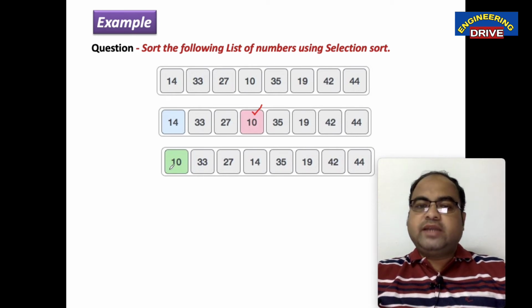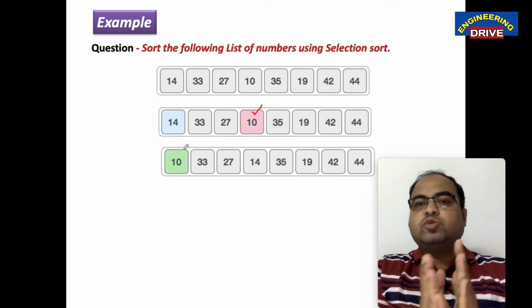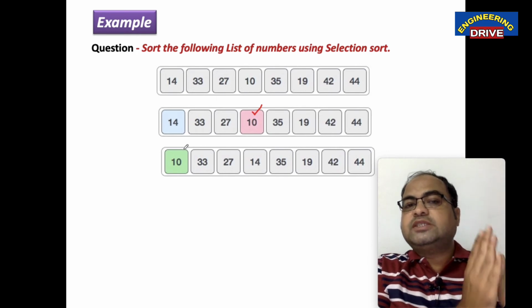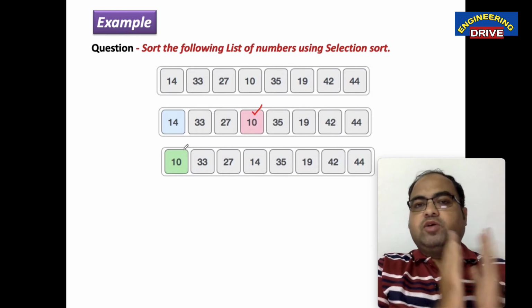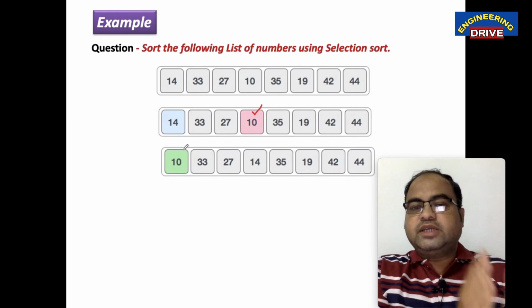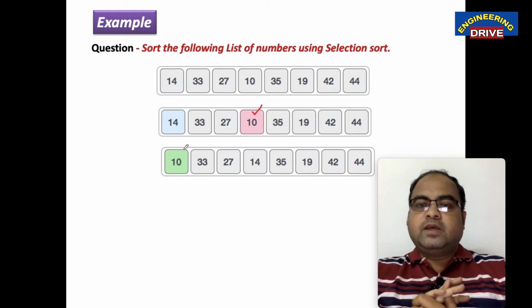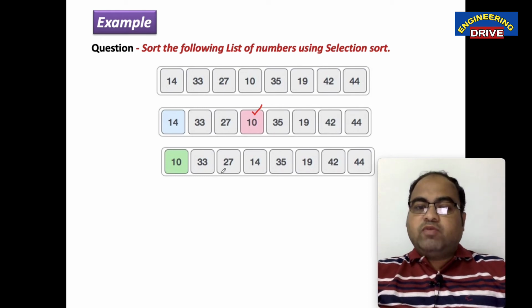So we got 10, and in 10's place, which number did we get? 14. Now, what is the meaning of this green color? Green color means 10 came to the left part of the array, which is the sorted array. So 10 is reserved now. 10 came to the correct position. It is the smallest number in the array.